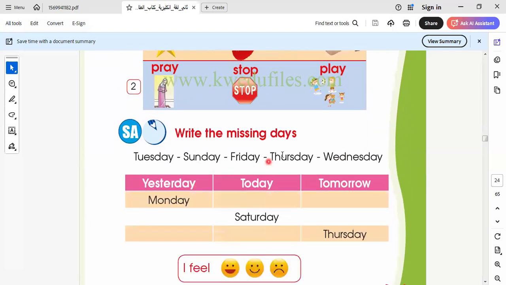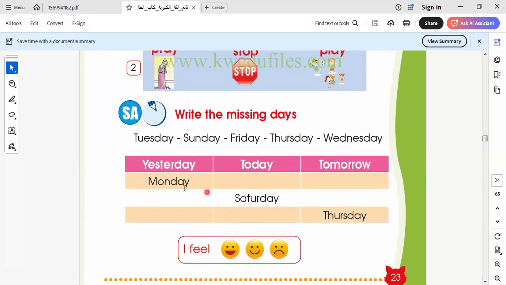Here is: write the missing days. Here are the missing days. Yesterday it will be Monday. Today it will be what? Today it will be Tuesday. We have here Monday, Tuesday. Tomorrow it will be what? It will be Wednesday.